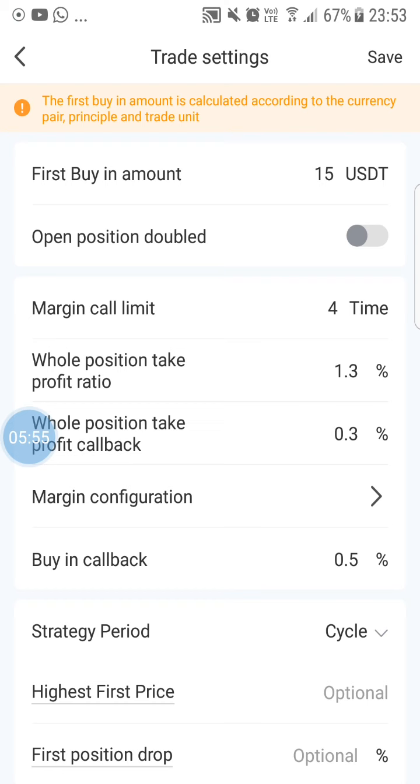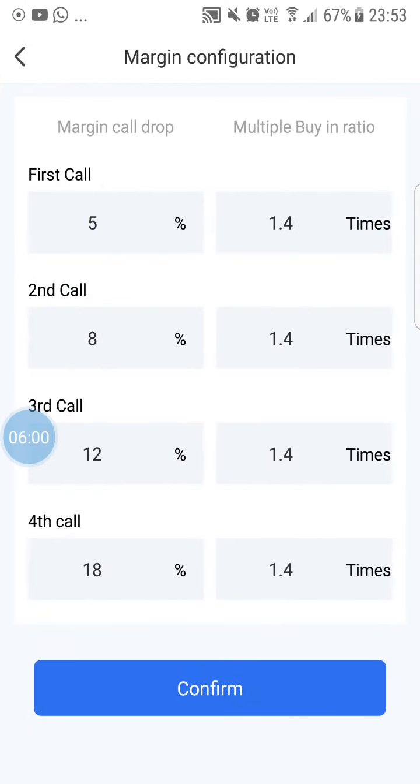And then let me just show you the margin configuration here. When you look at the margin configuration, this is how it is on ATA. It means from the first call to the fourth call, it is $15 multiplied by 1.4, and there are only 4 margin calls, for instance, for the whole cycle we are trading here. Then it means at each call, the bot is buying with $21. That is 15 multiplied by 1.4, which gives $21.